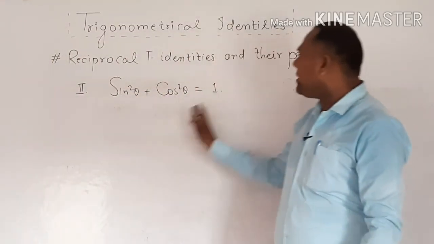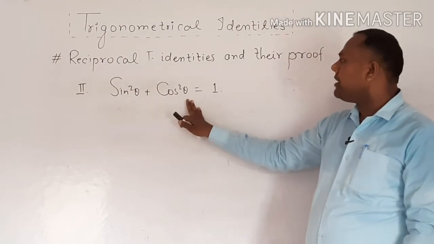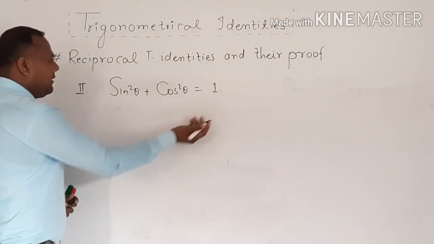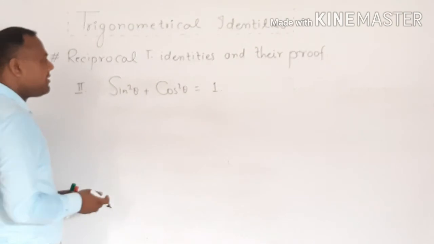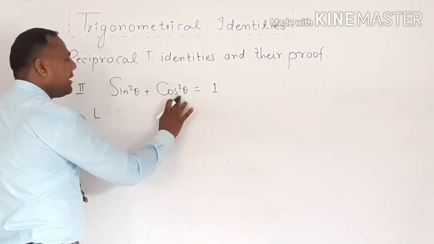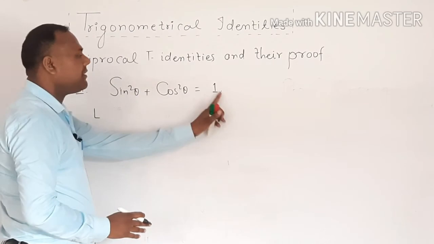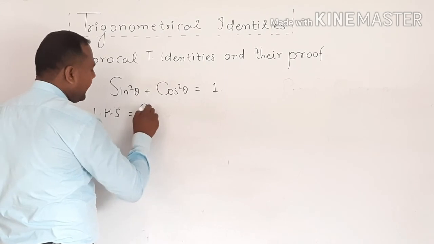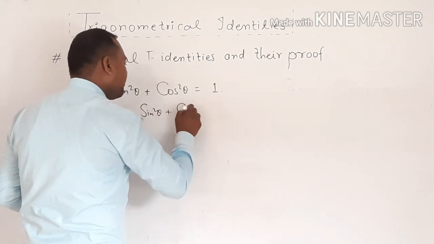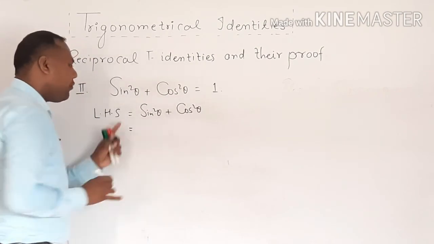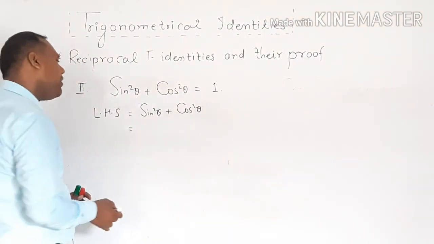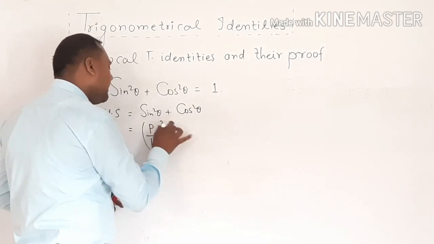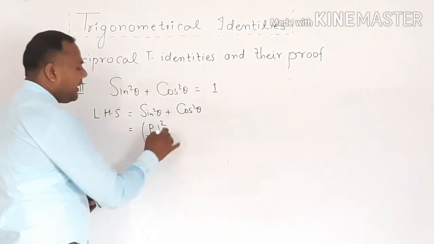Let us prove it. Sine square of theta plus cos square theta will be equal to 1. This proof is very easy. Firstly, I want to try to make you understand. This is the LHS part and this is the RHS part. So we take the LHS part firstly. LHS will be equal to sine square of theta plus cos square of theta. Now, what is the meaning of sine square theta in a triangle? We already discussed: sine theta means P upon H, and square because of square theta, and this is the plus.